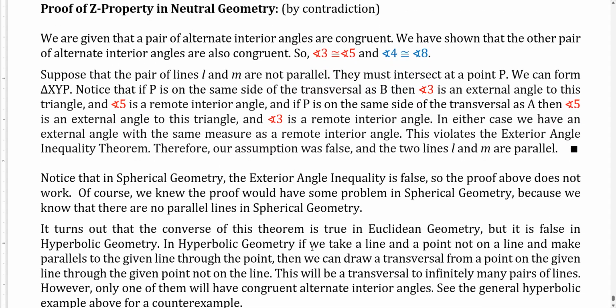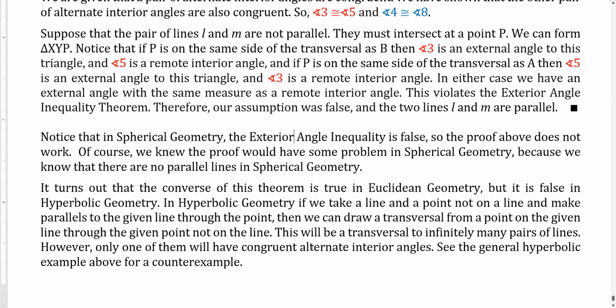Okay, so what about the converse of this? That's the thing we should be asking ourselves. Well, it turns out the converse of this theorem is true in Euclidean geometry. We'll prove that in the next video, but it's false in hyperbolic geometry. In hyperbolic geometry, we take a line and a point, and make the parallels of the given line through the point. We can draw the transversal from a point on the given line through the given point. And this will be a transversal to infinitely many pairs of lines. However, only one of them will have congruent alternate interior angles.